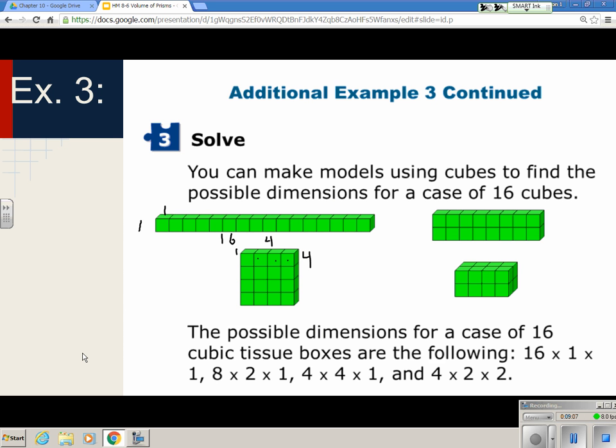You could have one that's 2 deep by 2 high by 4 across. And the other one we have here is 1 deep times 2 high times 8. So there are many different ways that you could fit the boxes. Those are the different ways that you could make this case shape to send the tissues.